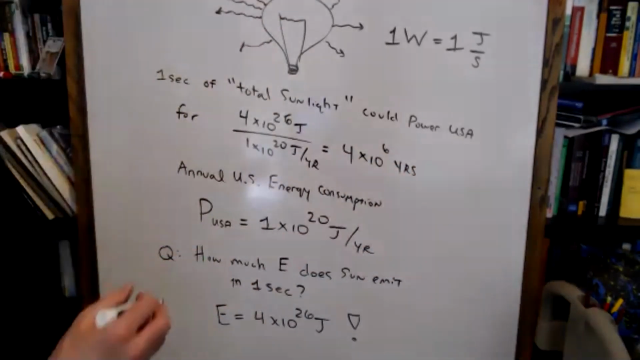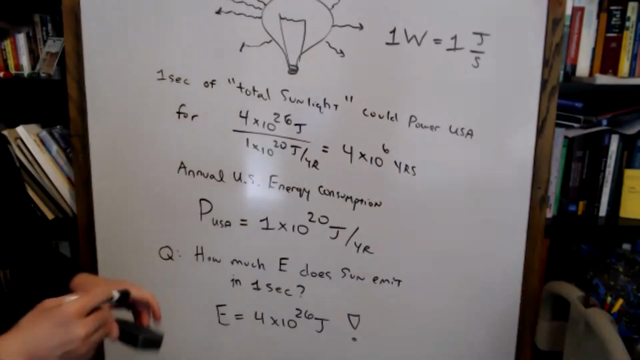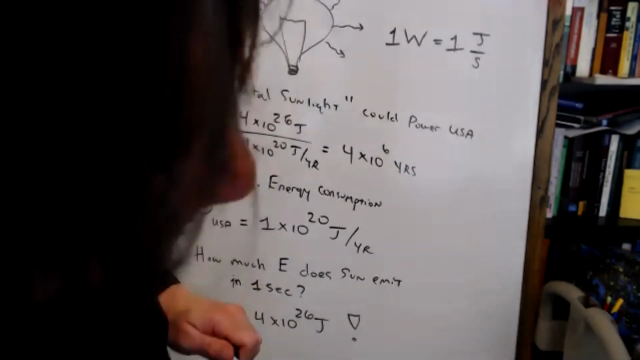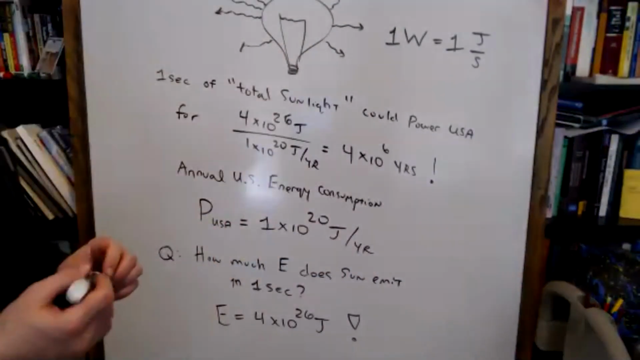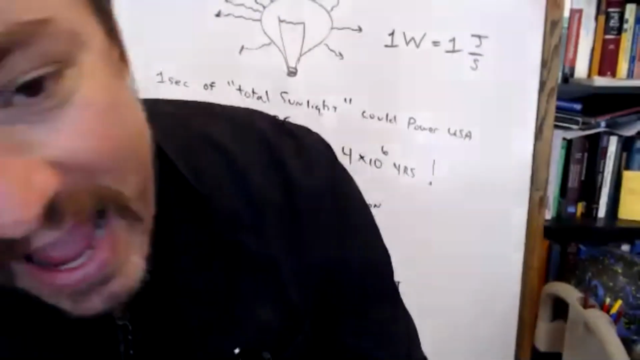How many years is that in plain English? 4 billion. Wait, it's million years. 4 million years. If you ask me, that's pretty freaking epic, right?